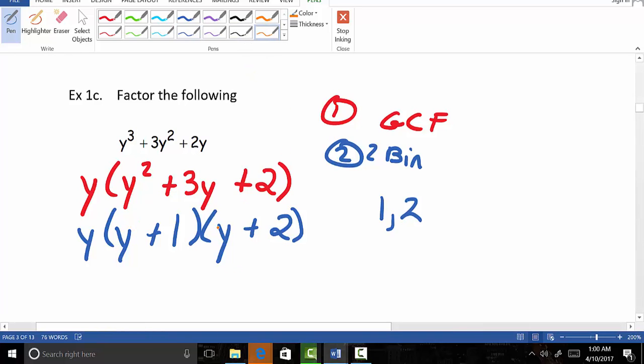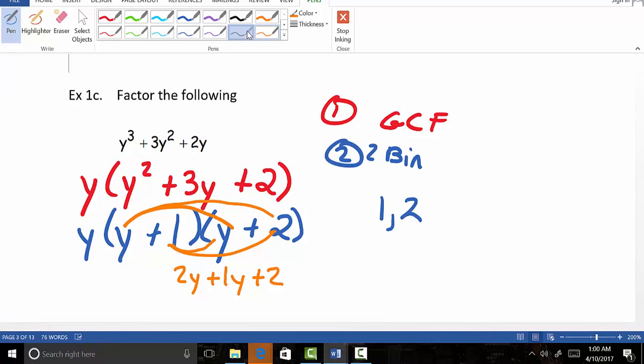So for example, we'll just focus on this part. The y times the y, we get the y squared. The y times our 2 gives us the 2y. When we do the inner two, we end up with 1 times y, that gives us 1y. And then lastly, 1 times the 2, we do get the positive 2. And again, the 1y and the 2y combine to give us the 3y in the middle, so we're good there.